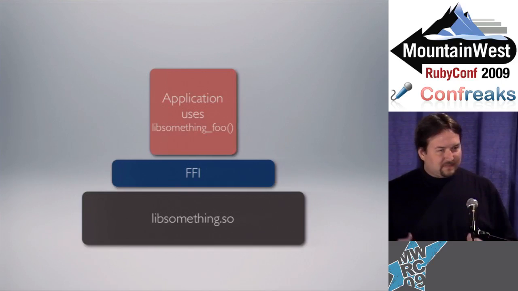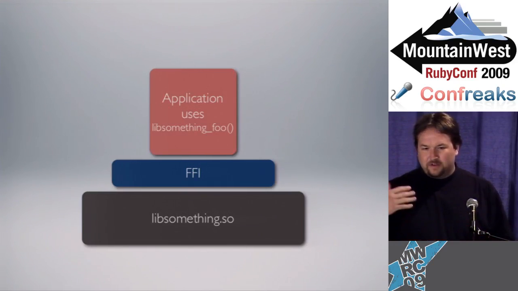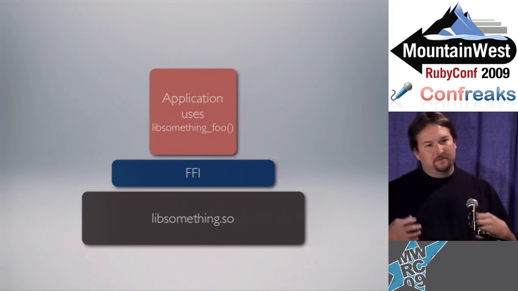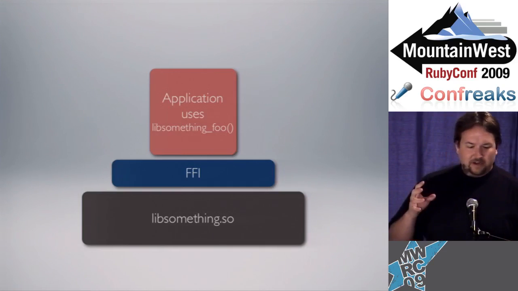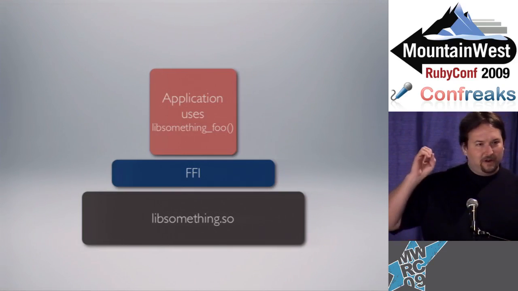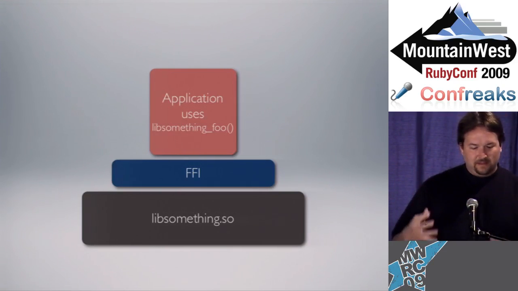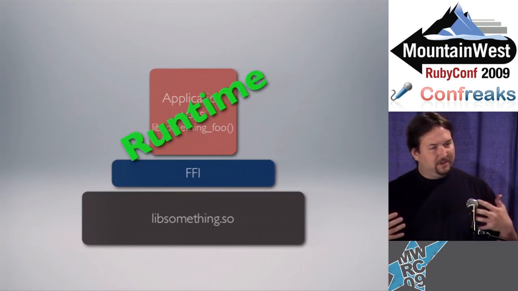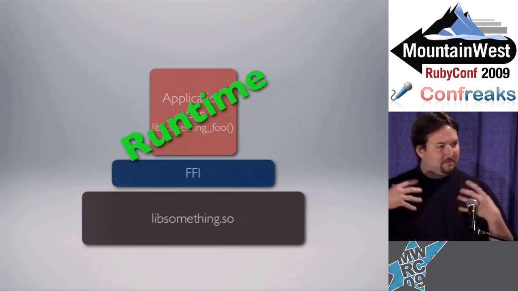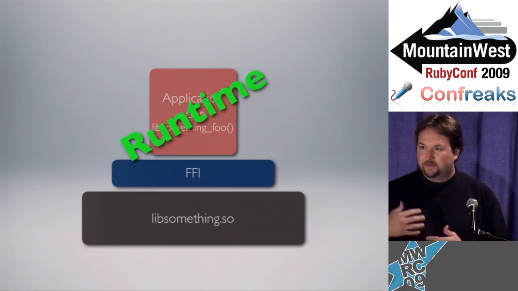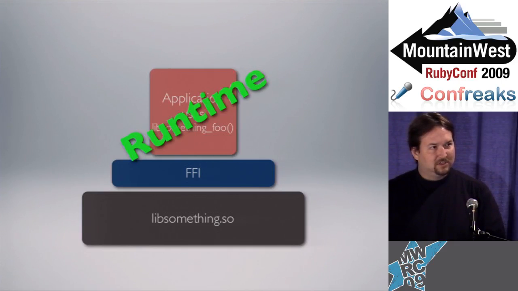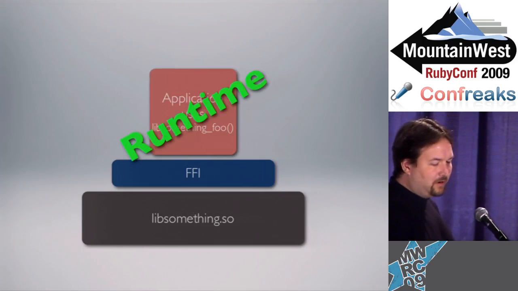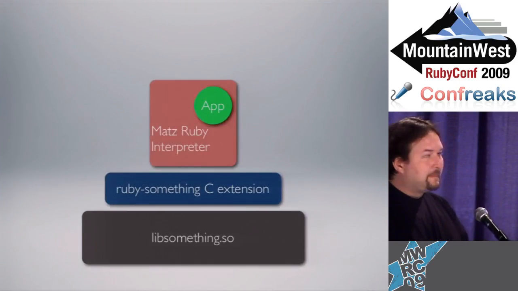It sits in the middle. It basically understands all the function calling procedures for a bunch of different architectures. So you can have your code tell libffi, I want to attach to libsomething, and I want to call function foo. And then at runtime, libffi will take your parameters, marshal it all up into the appropriate call stack for your system, and then invoke the function on libsomething.so.